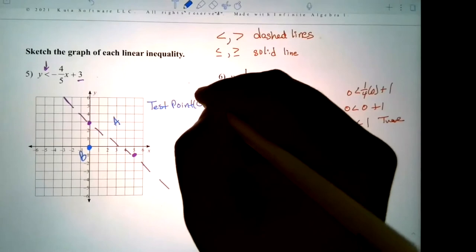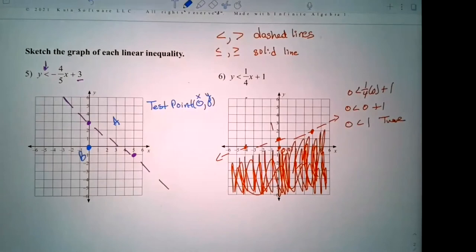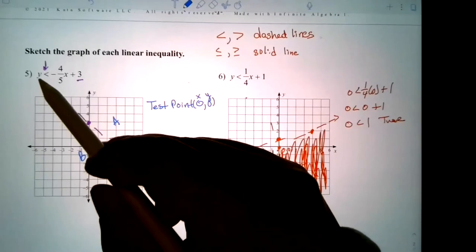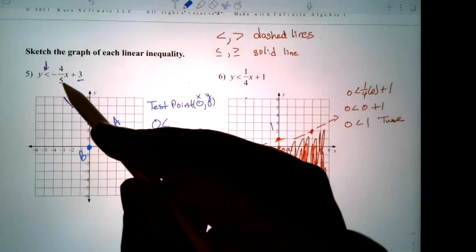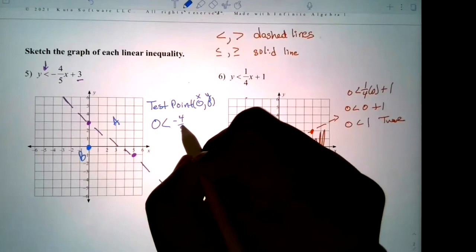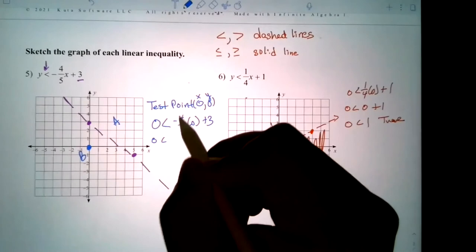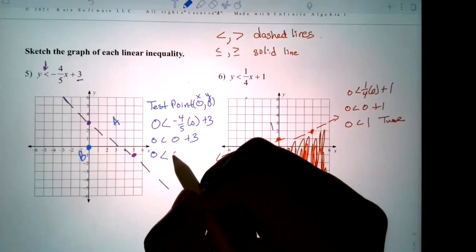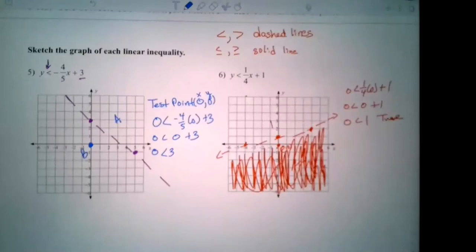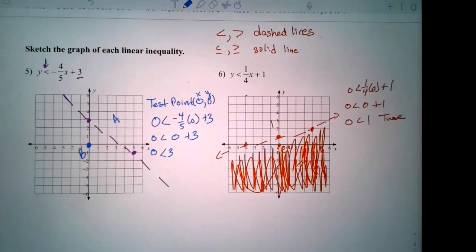And what we're going to do is plug it back into this inequality. Instead of that y, we're going to put our test point y, which is 0. Is less than -4/5, and instead of that x, we're going to put our test point x, which is 0, plus 3. Now we want to simplify all of this. -4/5 times 0 is 0, plus 3. So we get 0 is less than 3. Now we want to ask ourselves, is that true? Is 0 less than 3? And it is. Okay, so this is true.